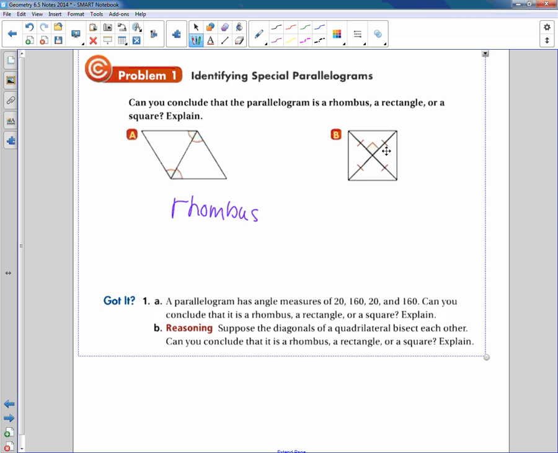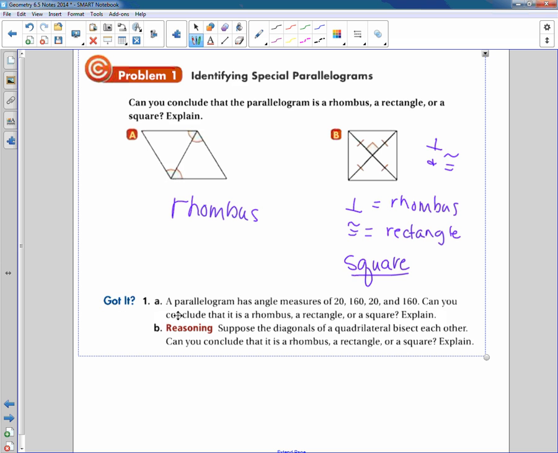Okay. Now let's look at B. What do we notice about this one? Okay. The diagonals are perpendicular and congruent, right? Well, perpendicular means that you have a rhombus, right? But congruent diagonals mean you have a rectangle. So what happens if we have something that's a rhombus and a rectangle? It is a square. Good.